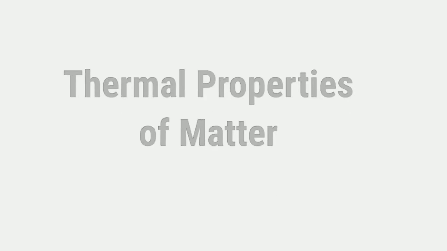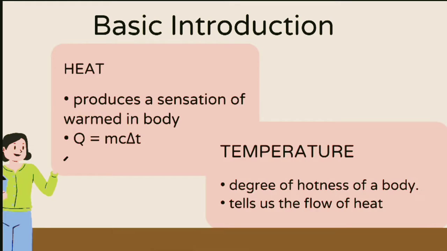So in this video we will see class 11th physics chapter thermal properties of matter, and in the first part we will see what is heat and what is temperature. So heat is basically a form of energy which produces a sensation of warmth in our body. Its SI unit is joule and it is represented by capital Q, and its formula is Q is equals to mc delta T. And what is temperature?